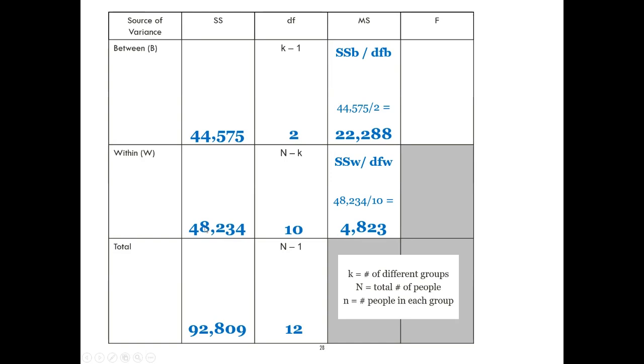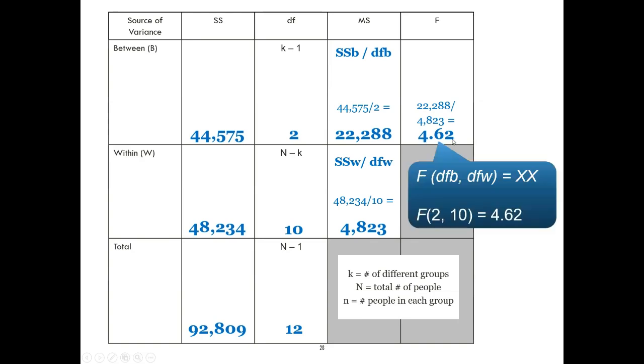So in this case, 48,234 divided by 10 is 4,823. I have one more calculation to go, and that's the big one, the F statistic, the ratio of my mean squares between over my mean squares within. And so if I work that out, I get 22,288 over 4,823, and my F ratio statistic is 4.62.